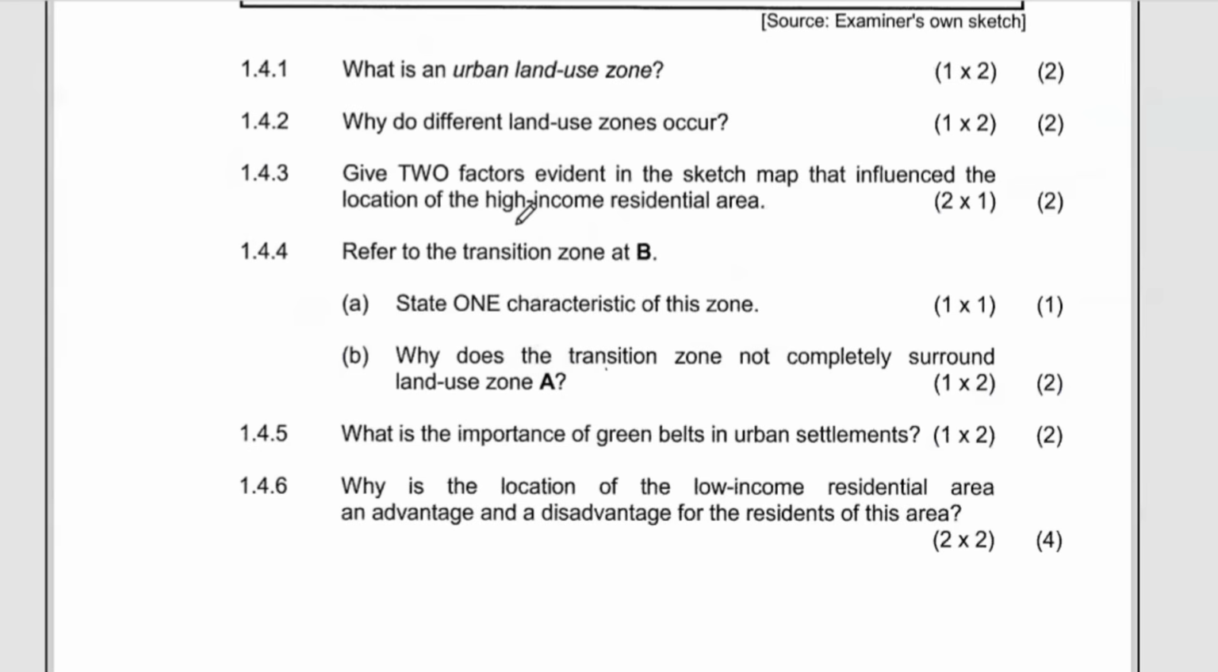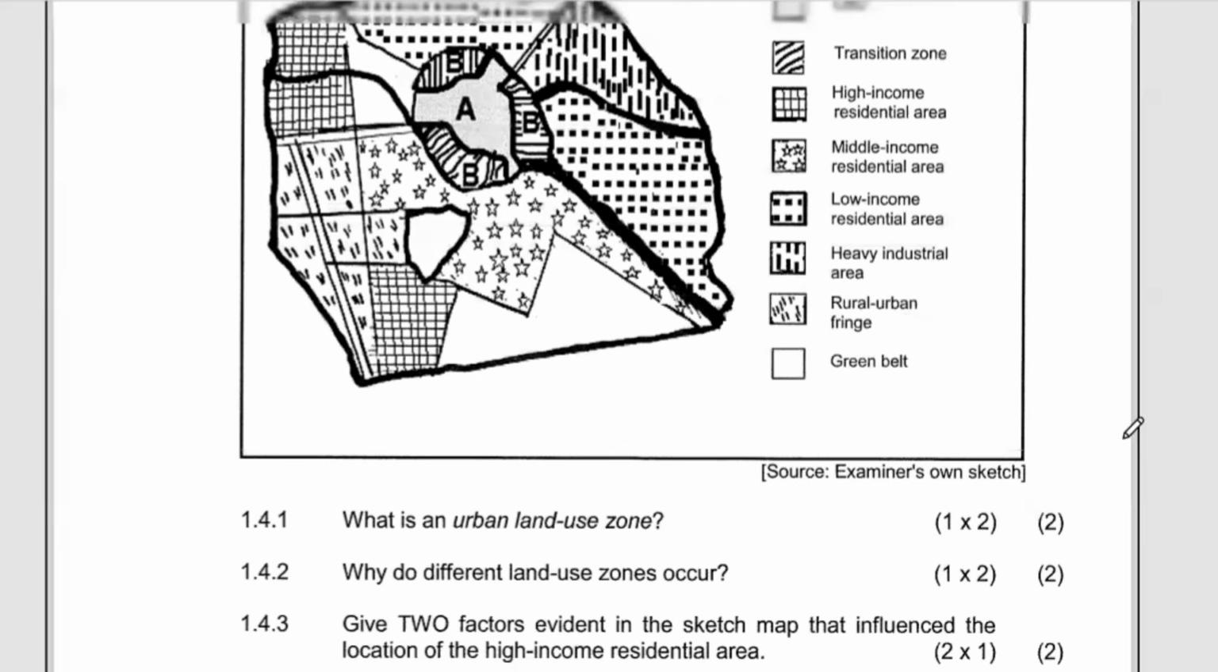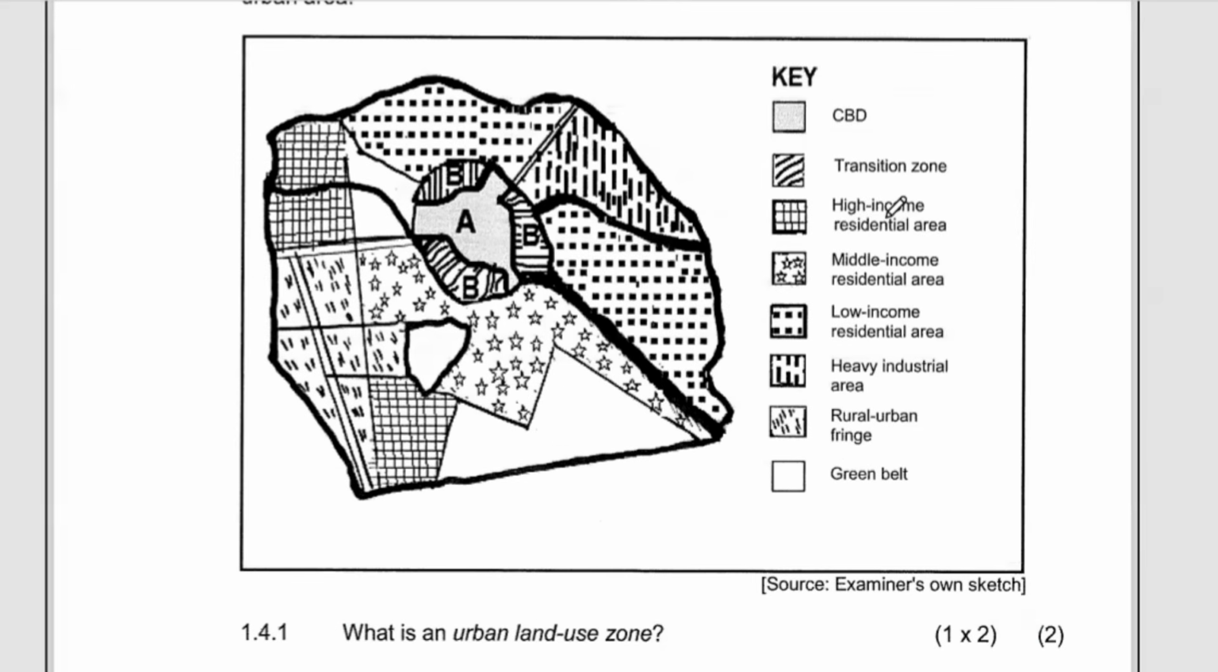Right, we are looking at the high income residential area. What are the factors that could have promoted it? If you check on our sketch here, we see that high income is represented by these blocks, by this grid shape. So if we try to locate it, we find that this grid shape is here. We want to identify the factors which have influenced the location of that high income area.